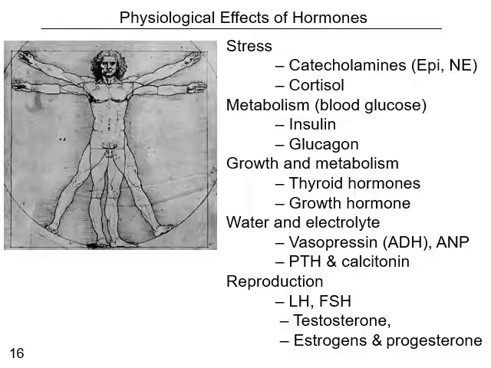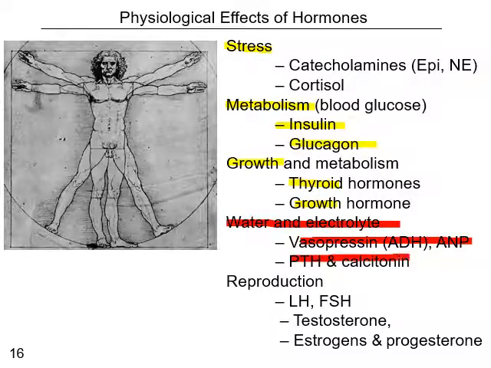So let's walk through one of the axes, the HPA axis. Speaking broadly, we're going to talk about the stress response, and then we will talk about the metabolic responses to other hormones, insulin and glucagon, and responses for growth and metabolism, where we're going to talk about thyroid and growth hormones. We will not talk about water and electrolyte too much because these are covered in AMP2, but we will cover the reproductive endocrinology that is important, that is a product of LH and FSH and the steroid hormones, testosterone, the estrogens, and progesterone.